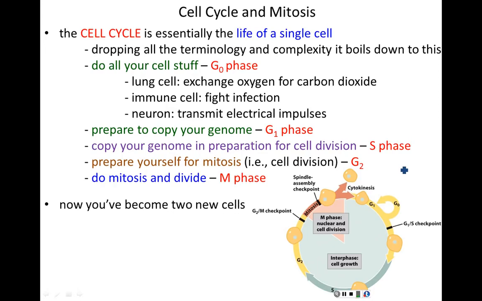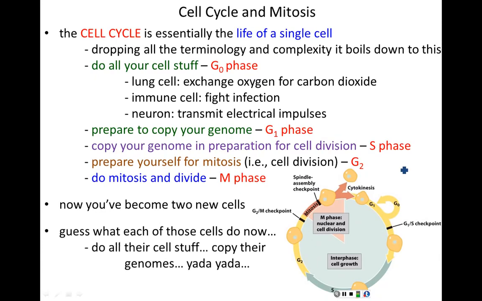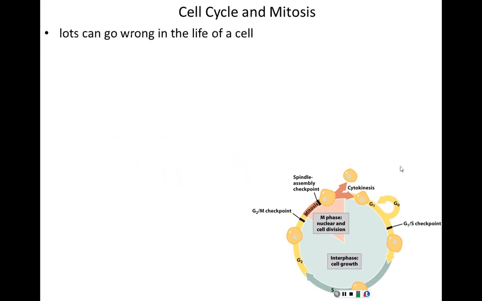Either way, no matter how you cut it, after M phase, you have 2 new cells, and those 2 new cells can repeat this process as needed. Hence, the cell cycle. Cycles go on and on. They constantly repeat. And this is the cell cycle for repetition.